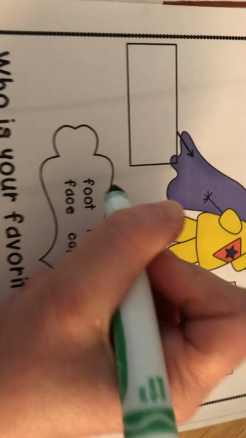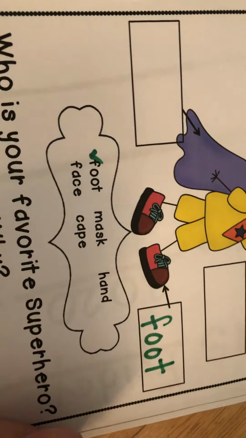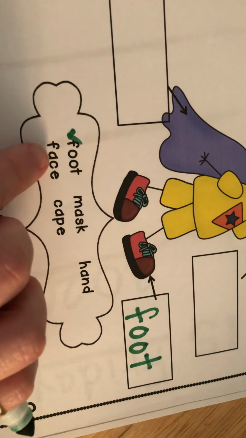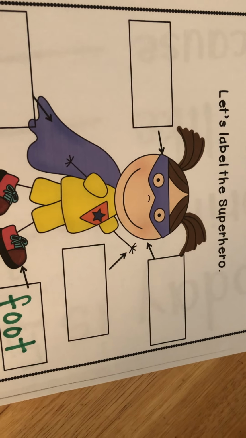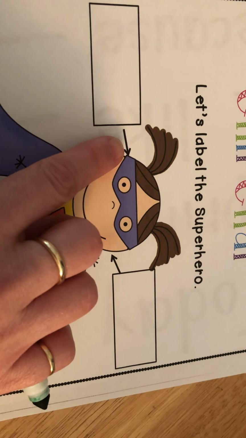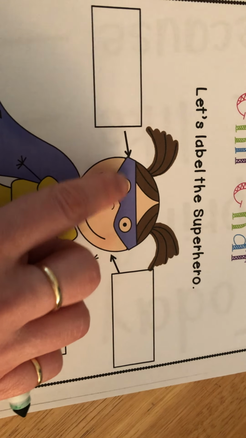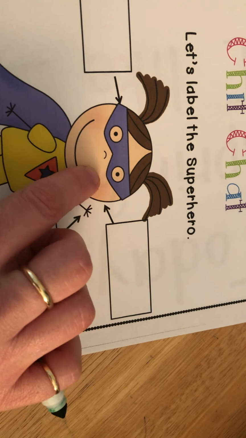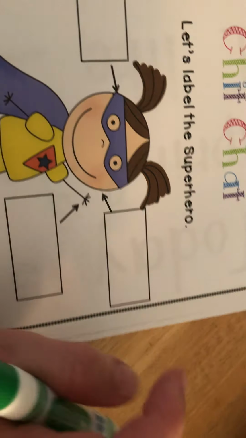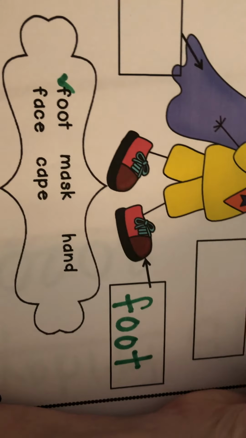All right. I'm going to put a little check because I've already used that word. Let's find this word, or this word here is face. Where would we need to label it? It's kind of hard to see. I don't think that's the face. That looks more like the mask. This arrow is pointing to this part of the superhero's head. This is her face. So we're going to write the word face.